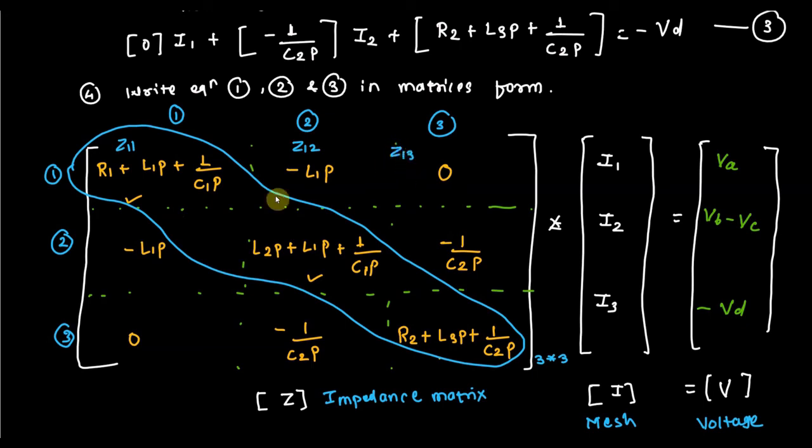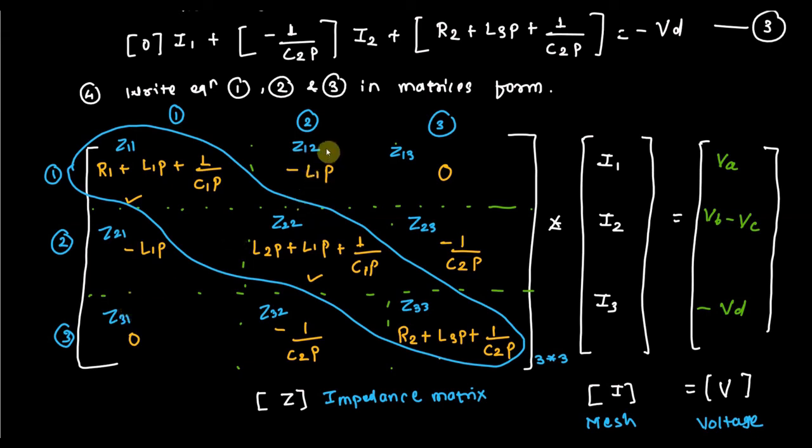Similarly, this element is Z21, this element is Z22, this element is Z23. This element is called Z31, this element is called Z32, and this element is called Z33. So what we observed here, I will finish in 2 minutes now. Already time is over. Z11, Z22, Z33 are diagonal elements, and all the remaining are non-diagonal.